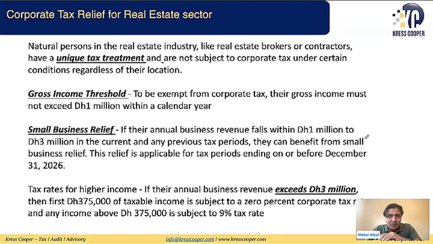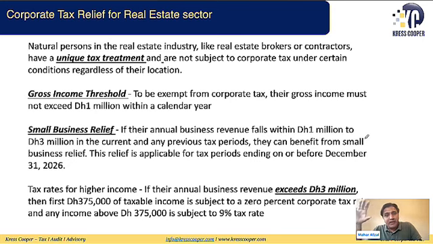But if these individuals who are resident persons are earning income between 1 million and 3 million during the period, then the law allows them to go for small business relief. They can opt for the small business relief up to 31st December 2026. But they need to opt for it. If they do not opt, they will be subject to corporate tax.